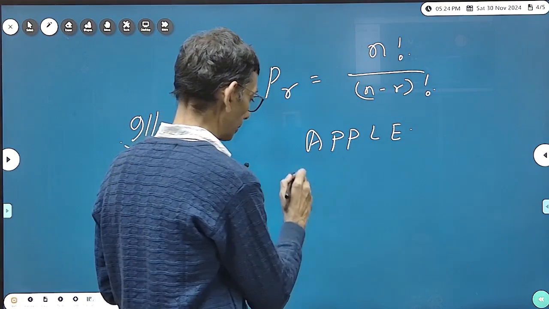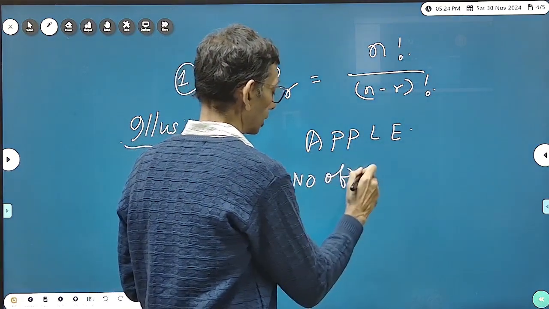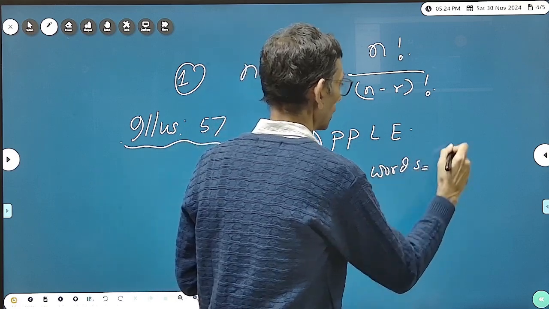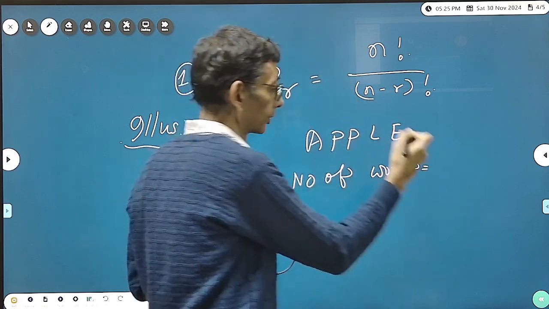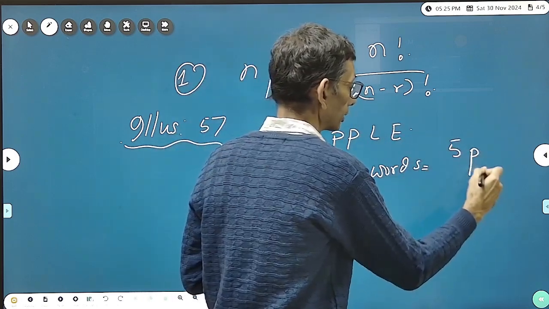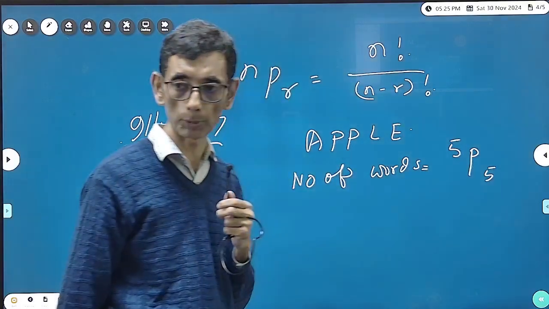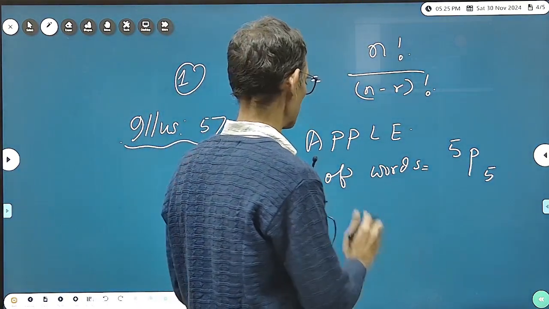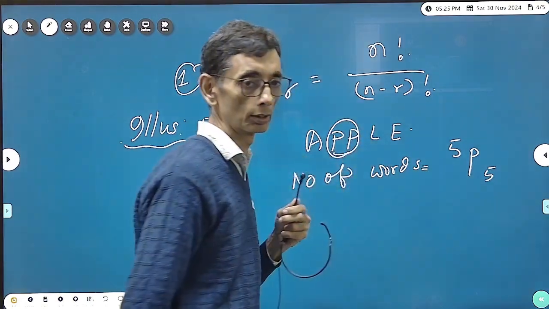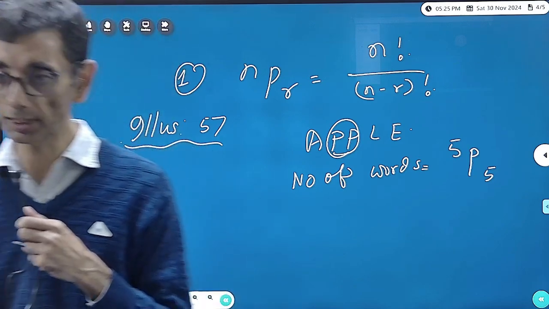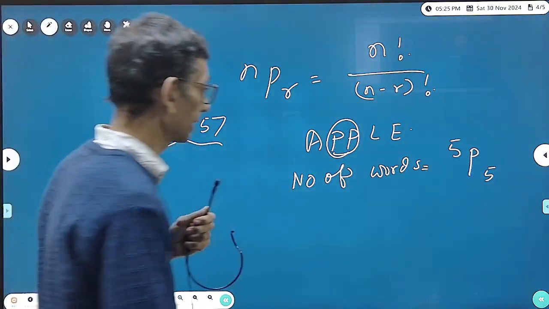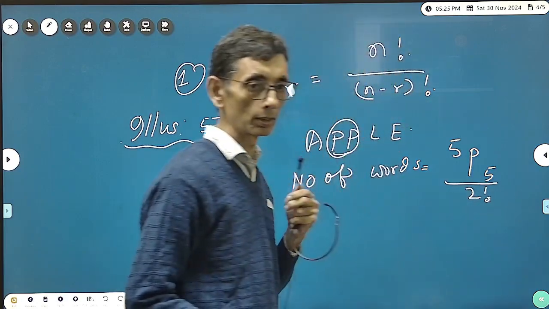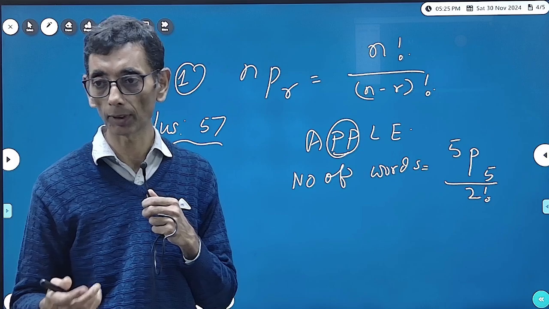So therefore the number of arrangements or number of words will be given by the formula 5P5. But remember one thing, there is a condition. Here P appears twice. Have you seen the repeated objects? If there are repeated objects, then you have to divide the arrangements by 2 factorial. If 2 objects are repeated, you have to divide by 2.